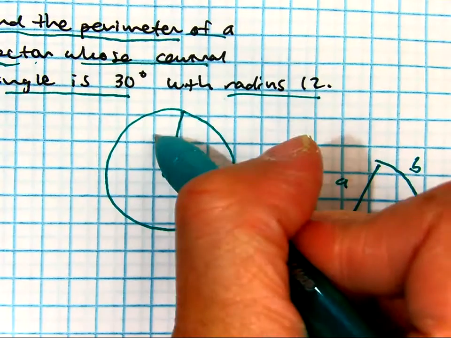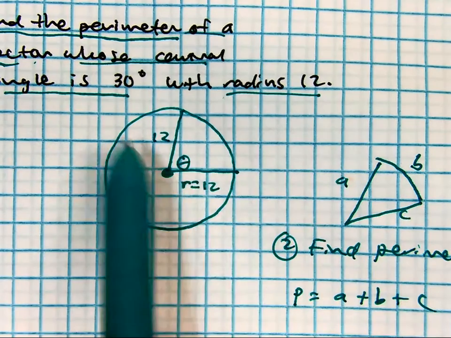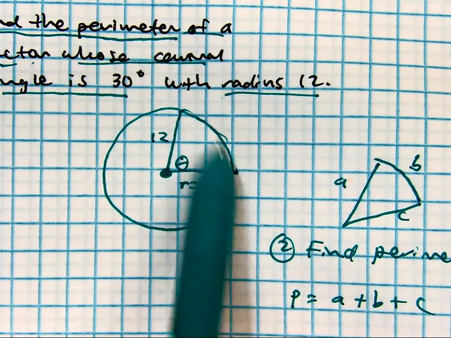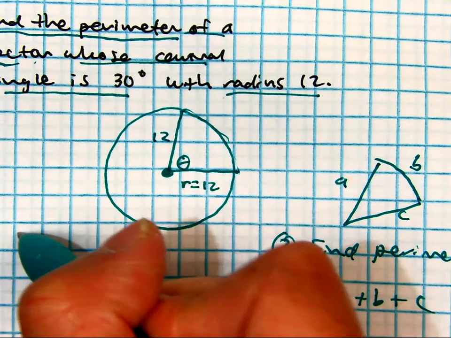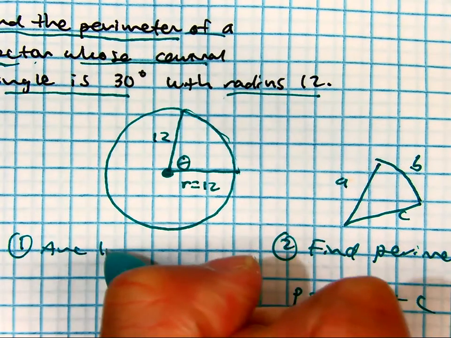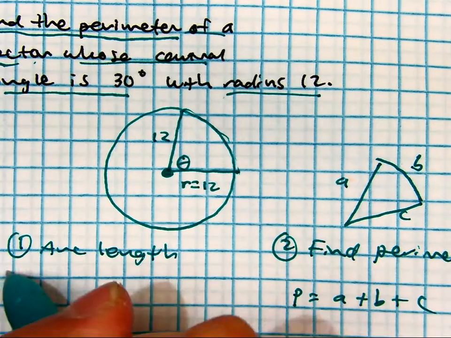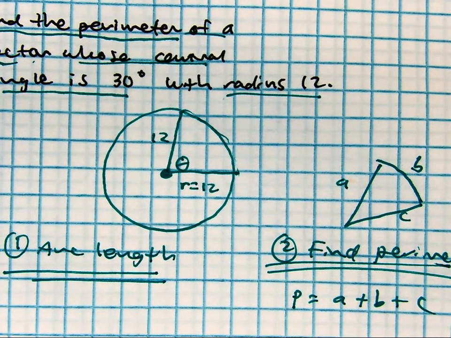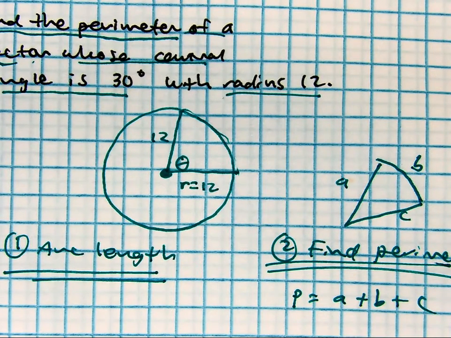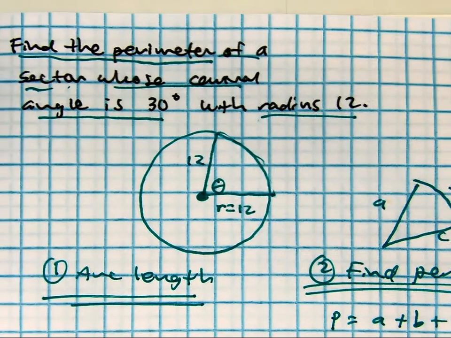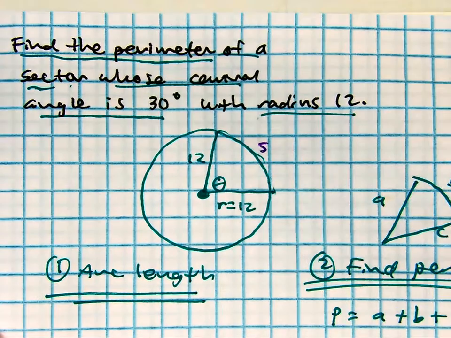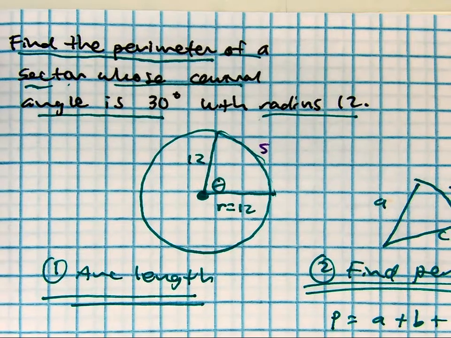Well, I already have two sides of the pizza. I just need to find now the crust. Well, that part is called the what? The arc length. So I need to first find the arc length, and then I can use that to find the perimeter. The arc length, let's call it S. I'm going to use our equation from today.